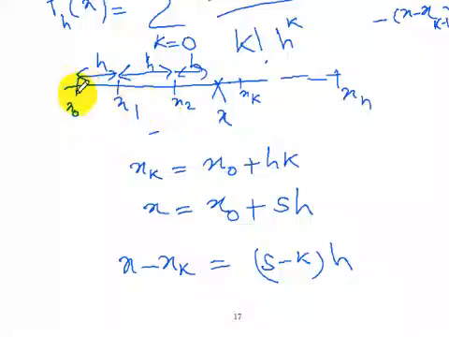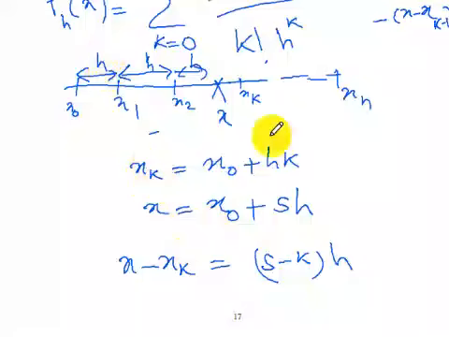Alright, let's consider equally spaced x points. So here we had x0, x1, x2 and up to xn. We know these gaps are the same. These are equal gaps, h. The distance between any two consecutive x values is equal to h.